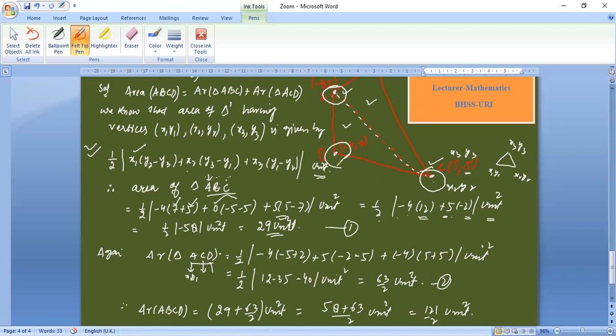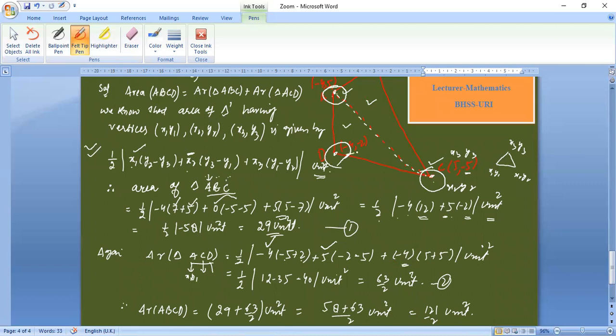Use here the same formula, x1 is minus 4, so it's multiplied by minus 5 plus 2. Then it is x2. Look at x2, here it is 5 times, so this 5 times. And then look at x3, so this is minus 4 times.